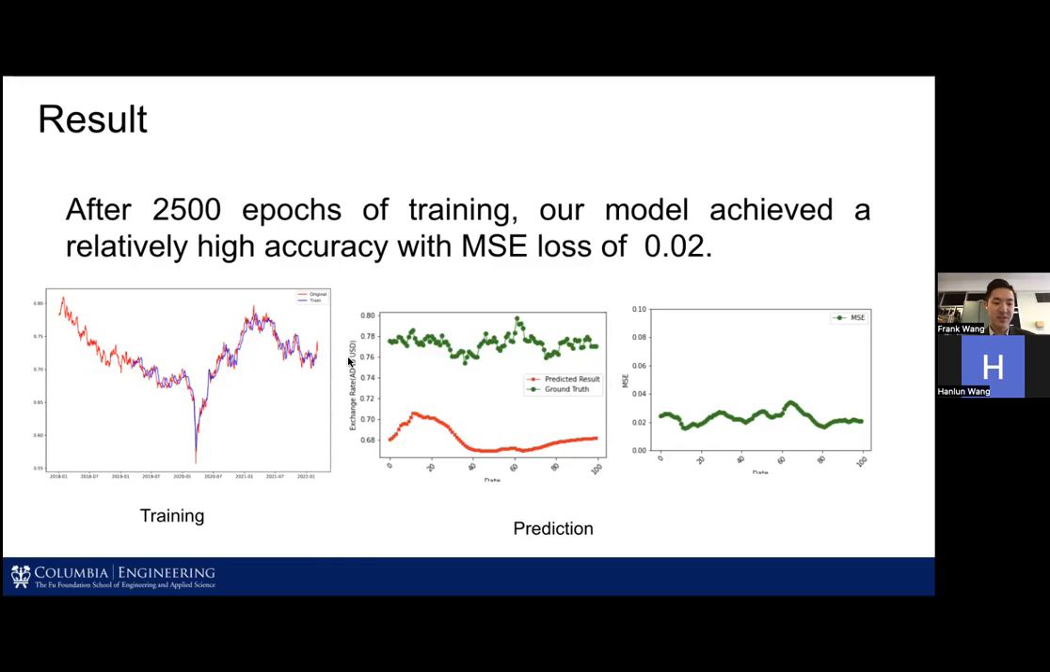The leftmost picture is the training process as mentioned before, and in the process of evaluation, we just test 100 predictions and get the result. You can see the red line is the predicted result, and the green curve is the ground truth. You can see the MSE of those 100 data is just fluctuating at 0.02, which is relatively high accuracy.